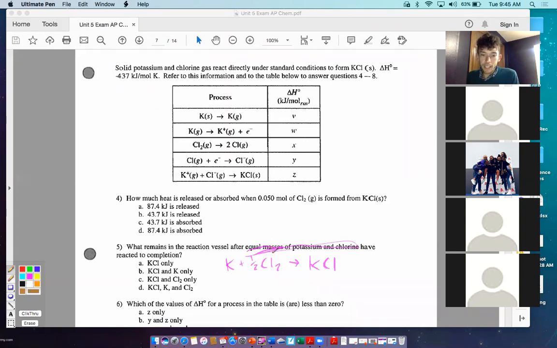Well, if I react equal masses of this, there are several ways to solve this question. But what I realize is that my equation as it's balanced is 1 mole of potassium plus 1/2 a mole of Cl2. Well, 1/2 a mole of Cl2 is just like 1 Cl, 1 chlorine.